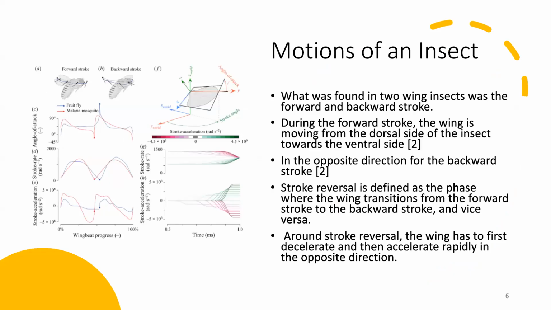The motions of an insect: what was found in two-winged insects was the forward and backward stroke. As you can see to the left over here, we have a bee where it shows the forward stroke moving up and the backward stroke moving down. This is also very important.